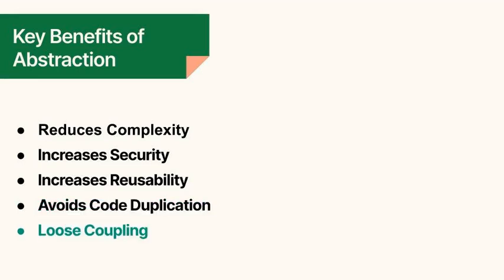Abstraction reduces the dependency between different parts of your code. This means you can change one part without breaking others, similar to swapping out a part in a machine without needing to rebuild the entire machine.